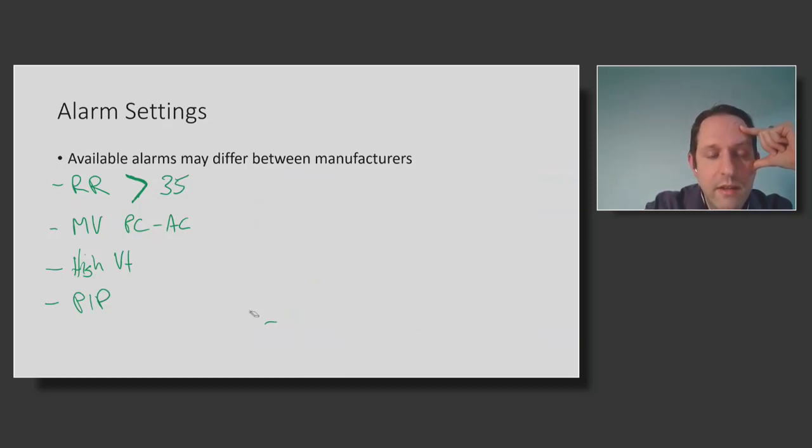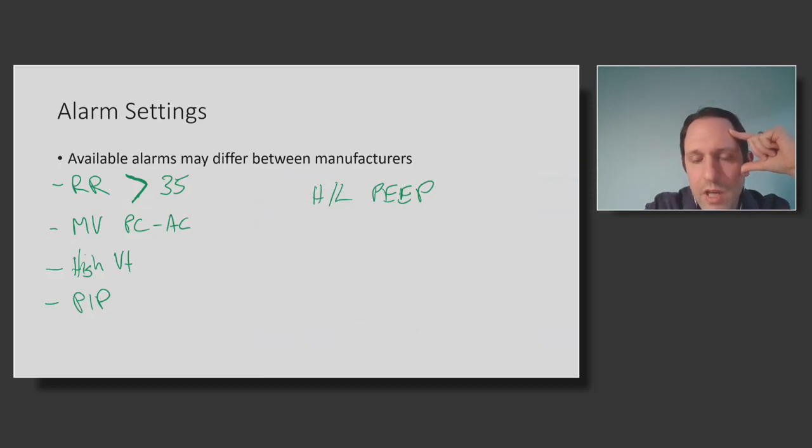Again, many will have other sets. Some will have high and low PEEP, which is important. But generally, if you've set PEEP, you want to know if you have intrinsic PEEP. And many ventilators, even if you don't have a high PEEP alarm, will actually tell you if you have auto PEEP as a problem. So respiratory rate, definitely set that. Minute ventilation, high tidal volume, and peak inspiratory pressure are probably the most commonly set and most important alarms.